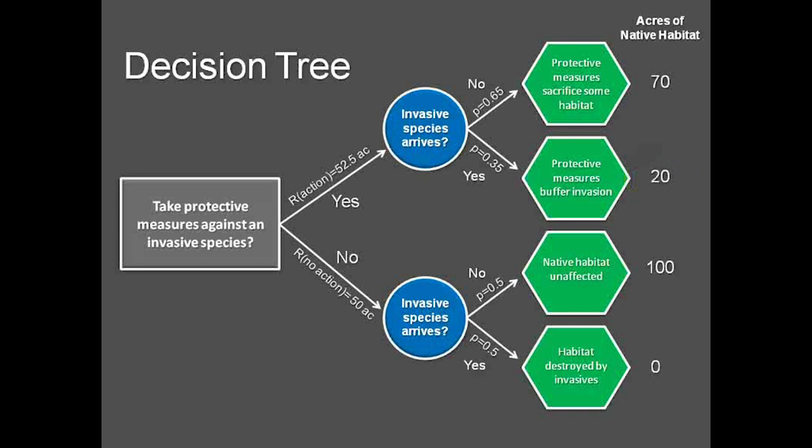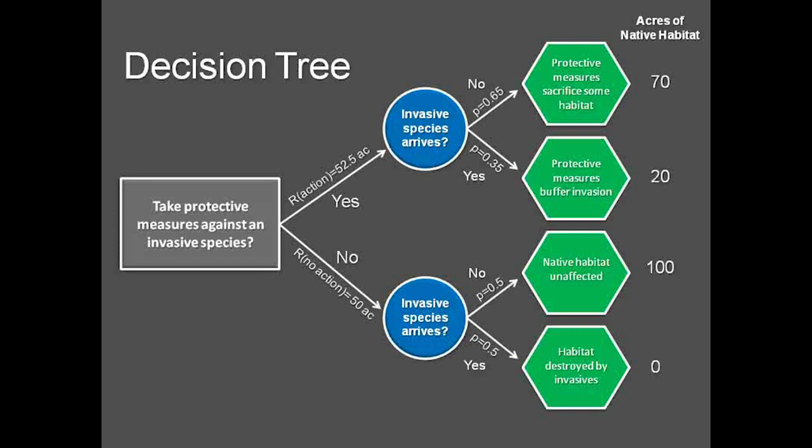Now if we don't take protective measures and the species doesn't show up, so now we're at the third outcome from the top, that's the best situation because we haven't sacrificed any habitat to developing these protective measures, and so we end up with 100 acres of native habitat. But if we don't take any action and the species does show up, that's the worst outcome of all, and we end up with 0 acres of native habitat. So there are some trade-offs in here, and there's some uncertainty.